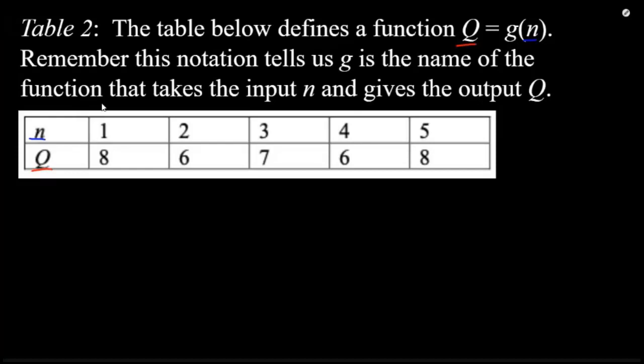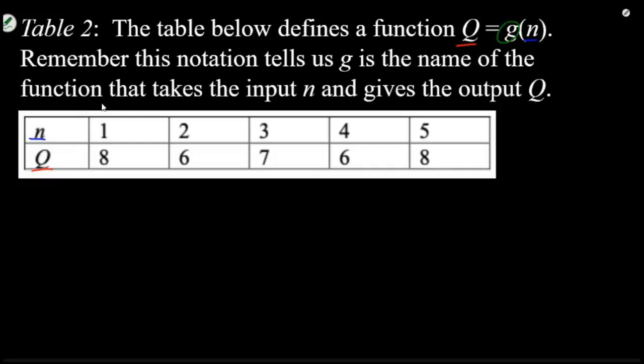What do we know has to be the name of the function? G, because that's what's left, right? It's always in the same spot. So the name of the function is right here, G. Remember, this notation gives us G is the name of the function that takes the input value N and gives us an output of Q.